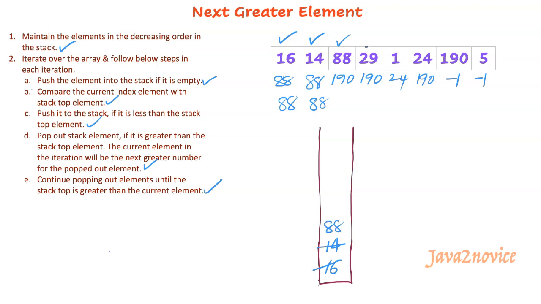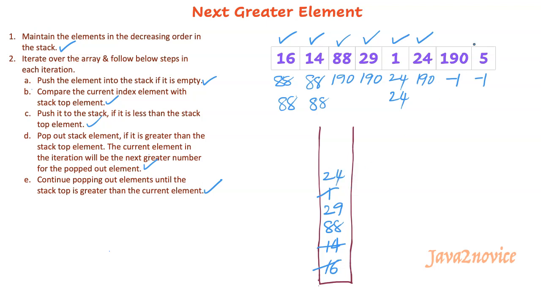In the next iteration, the number is 29. We'll compare it with the stack top. 29 is less than 88. Push it to the stack. In the next iteration, the number is 1. 1 is less than 29, so push it to the stack. In the next iteration, the number is 24. 24 is greater than 1, so pop out an element. 1 is popped out, so 24 is the next greater element for the number 1. Let's mark it here. Now we will continue comparing the current element with the stack top. 24 is again less than 29, so push it to the stack.